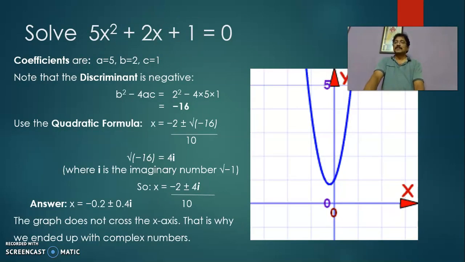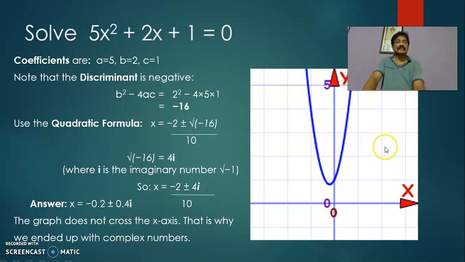That's very important. So let's take one more, that is 5x square plus 2x plus 1 equal to 0. So a equal to 5, b equal to 2 and c is equal to 1. Here the b square minus 4ac, the discriminant, is very clearly negative. So when it is negative, the roots are, it's very clear, complex numbers. So here b square minus 4ac is minus 16, then root is 4i. So the roots are x is equal to minus 2 plus or minus 4i by 10, or minus 0.2 plus or minus 0.4i. Means minus 0.2 plus 0.4i, minus 0.2 minus 0.4i.